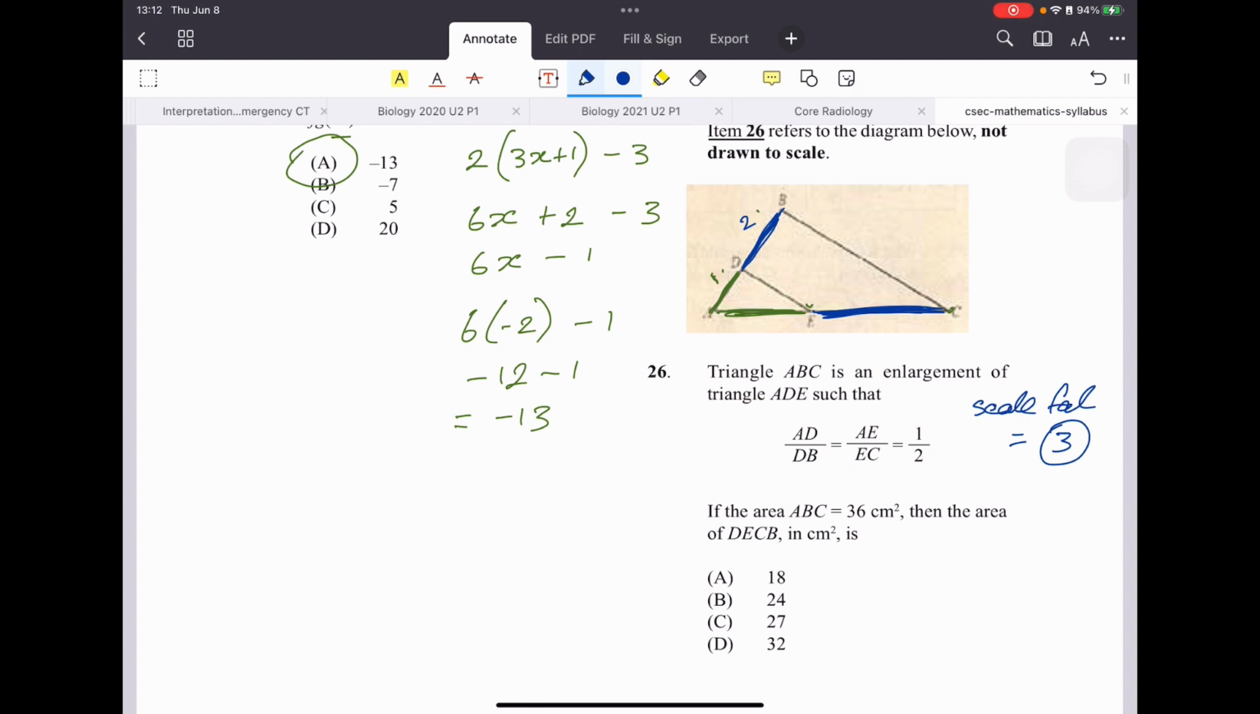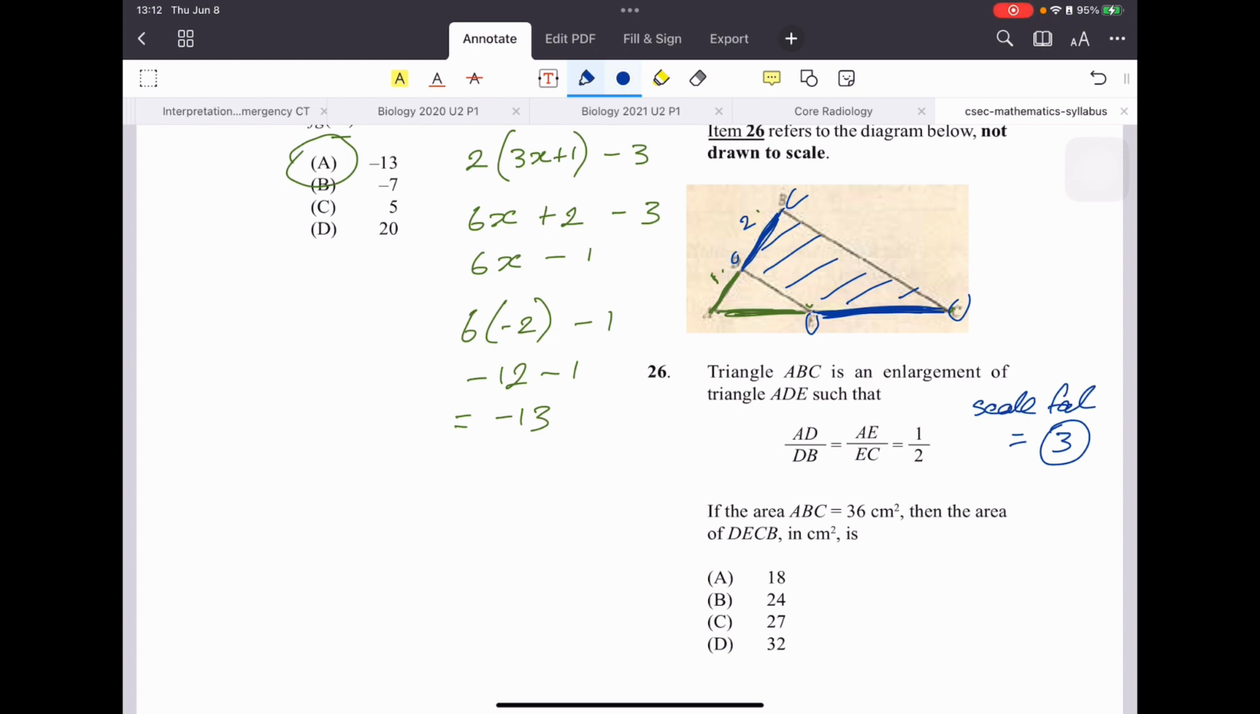Okay, and when you're doing area, it's not as easy as just saying, oh, the scale factor is 3, so if I just divide by 3, that is the area of the small triangle. No, it does not work like that. But first of all, the real question that they are asking is, if the area of the big triangle is 36 centimeters squared, they want to know the area of the remaining part of the big triangle after you take out ADE, which is a small triangle. So they want to find the area of D, E, C, and B. They want to find this area here. So to find that area, we find the area of the big triangle and we find the area of the small triangle and minus it to get the remaining area.